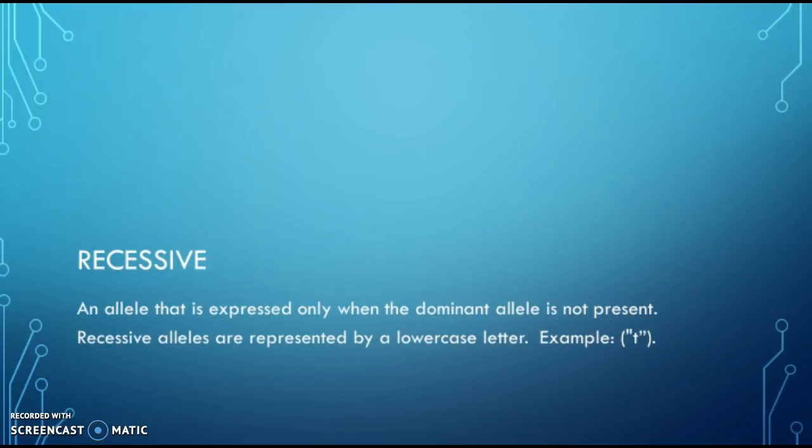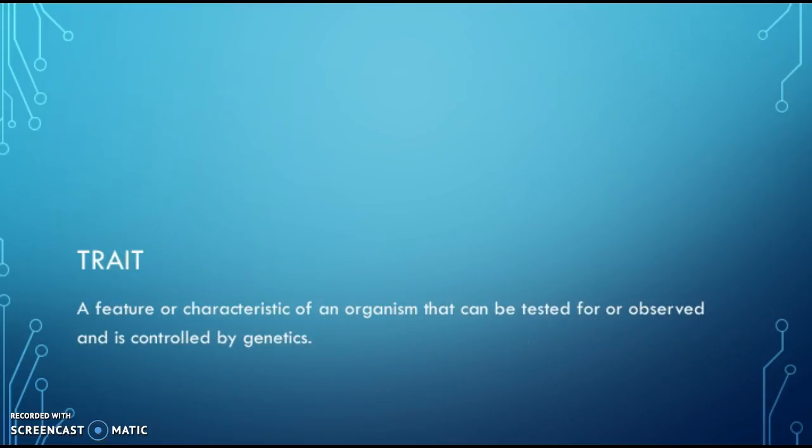Recessive: an allele that is expressed only when the dominant allele is not present. Recessive alleles are represented by a lowercase letter. Example: lowercase letter t. Trait: a feature or characteristic of an organism that can be tested for or observed and is controlled by genetics.